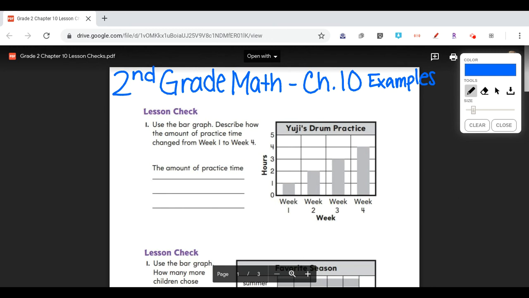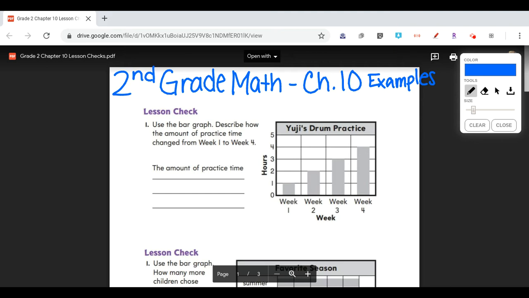Today we're going to be talking about some examples from chapter 10, just to help you review how to read bar graphs and different graphs that you might see throughout chapter 10 as you're working at home. So if we look at the first one, it says use the bar graph. Describe how the amount of practice time changed from week 1 to week 4.